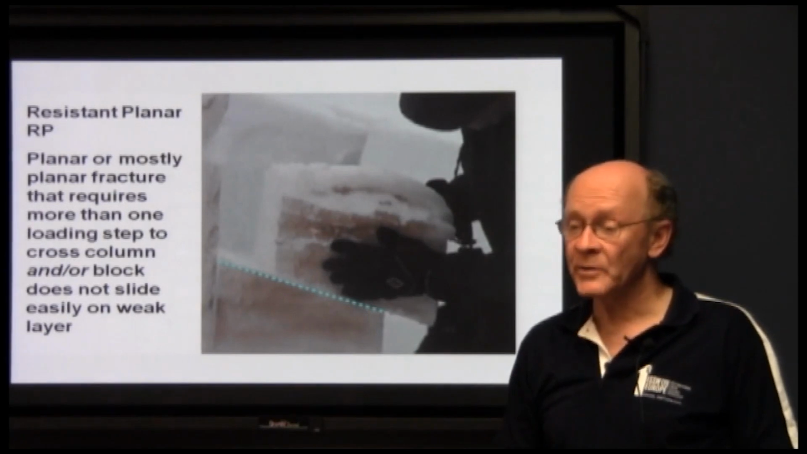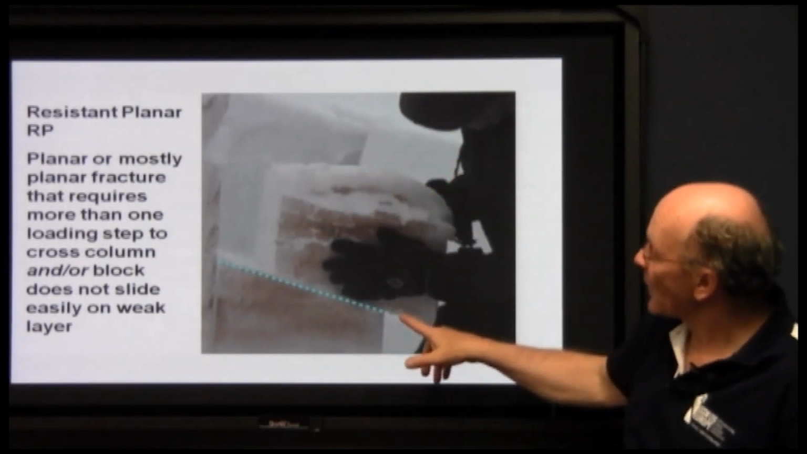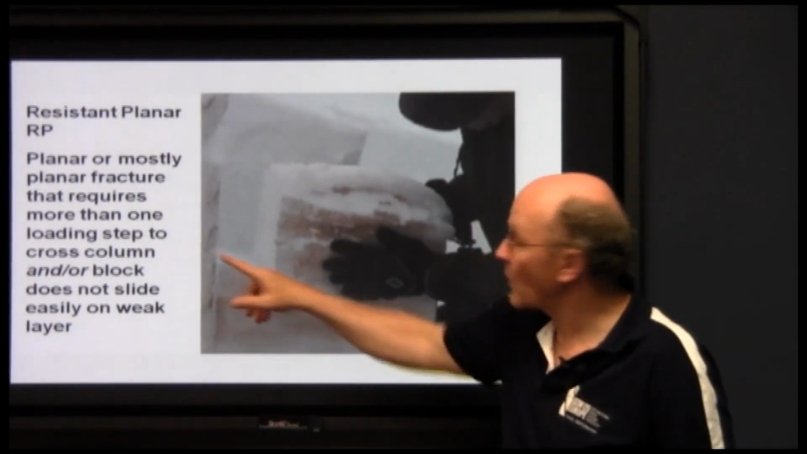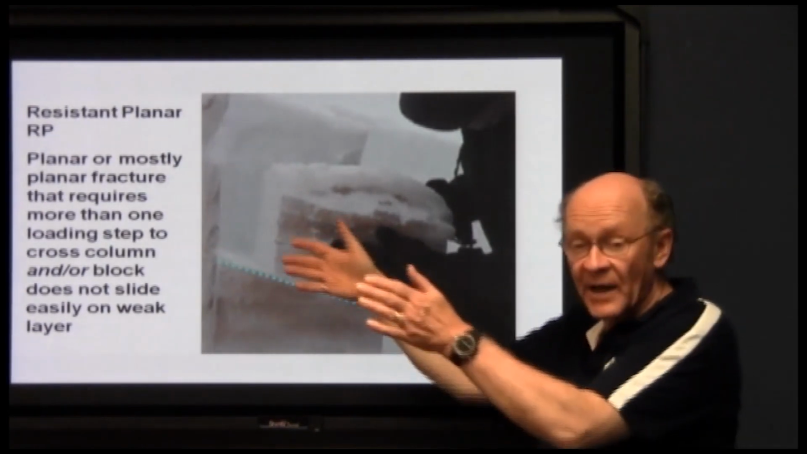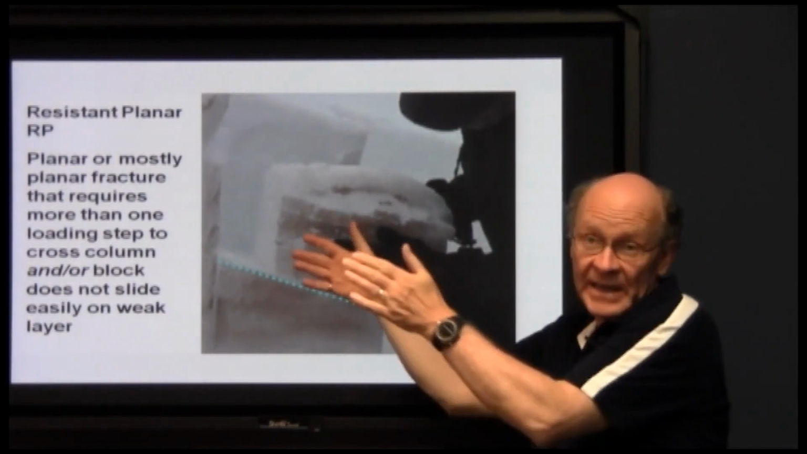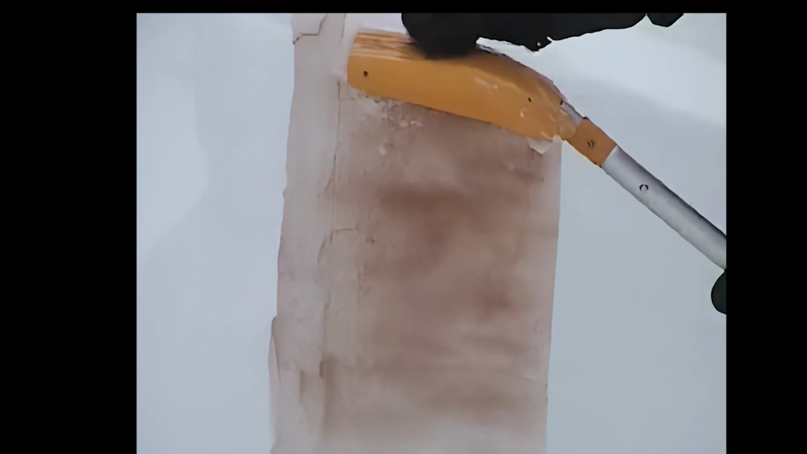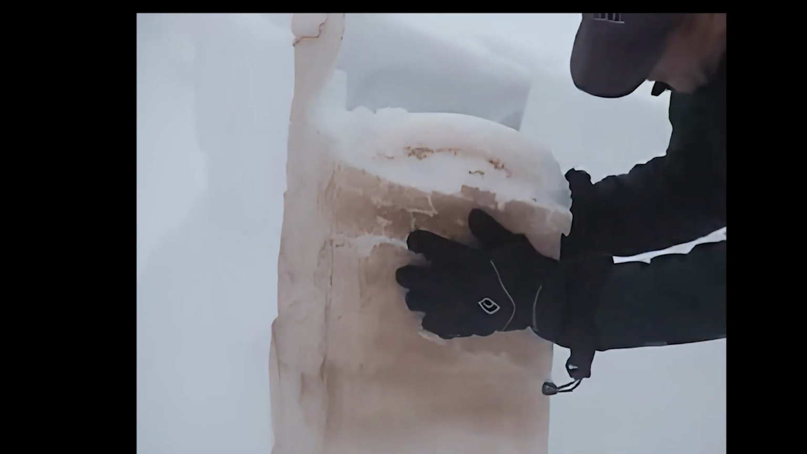So resistant planar, or RP, means that when we're tapping on the top of the column, we see a fracture that either goes part way, we tap again, and it goes the rest of the way, or if it goes all the way in one single tap, when we grip the sides of the block, it doesn't slide easily, it drags. In this example of a resistant planar fracture, the fracture or crack does not cross the column in a single loading step.